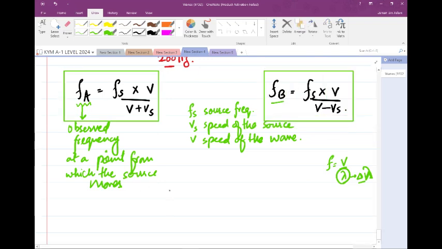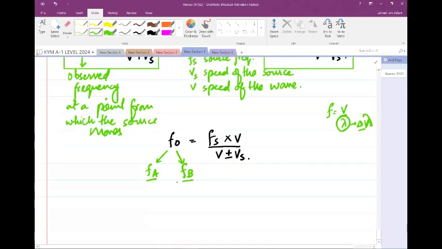In our question paper, it's written like this: FO equals Fs into V divided by V plus minus Vs. We need to know that this FO can be FA or FB. FA is the frequency for when the source is moving away from the observer, and FB is the frequency for when the source is moving towards the observer. Okay, we need to know when we have to place a positive sign here and when we have to place a negative sign over here. That is the important part.